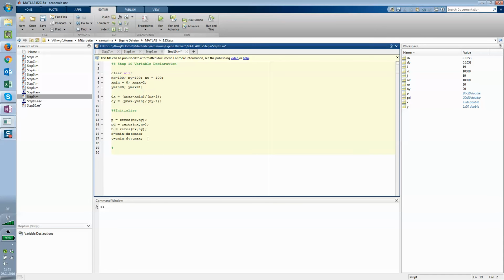Alright, now the source term. For the source term, we will use a floor function. So b of floor nx divided by 4, floor ny divided by 4 equals 100. And b of floor 3 times nx divided by 4, comma floor 3 times ny divided by 4 equals minus 100.